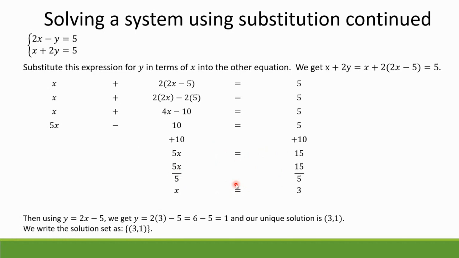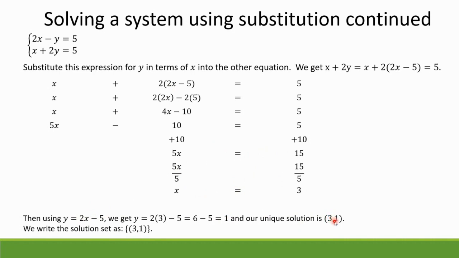We need y, the y variable, right? Once you know what x is, we're good, because we know what y is in terms of x, right? We have y equals 2 times 3 minus 5. But we know what x is, right? So we get 2 times 3 minus 5, which is 1. 6 minus 5 is 1. So the only solution is 3, 1.